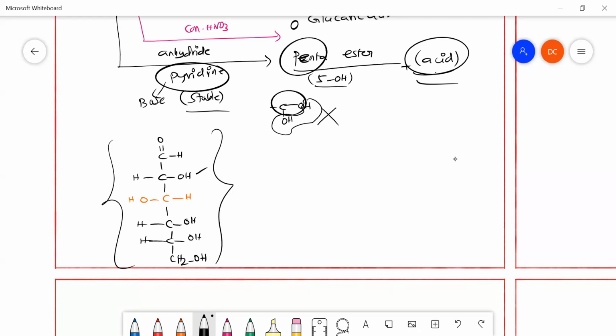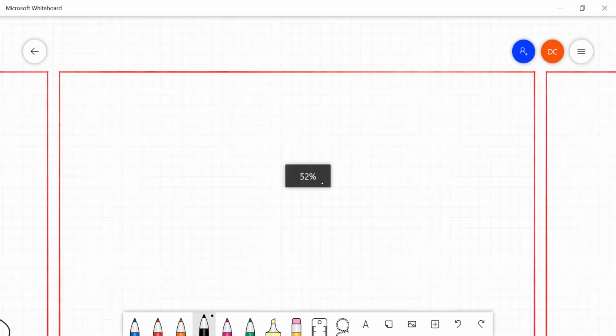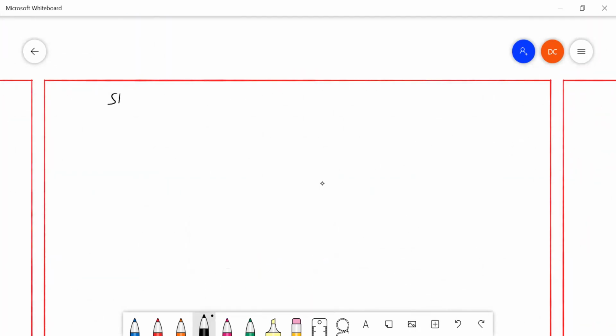And one more thing, the stereochemistry of this can be studied by Fischer. Fischer studied the stereochemistry of glucose, and he gave the confirmations also. So Fischer studied the structure and its stereochemistry, and he also gave a structure. What is that? The same structure he provided.